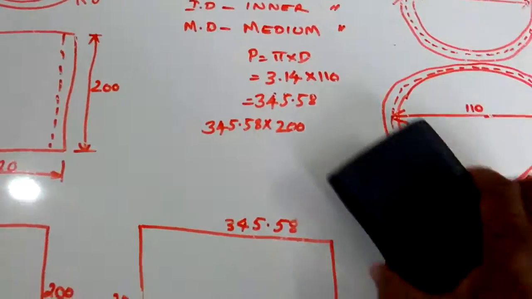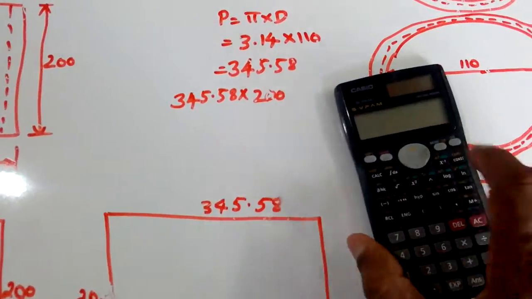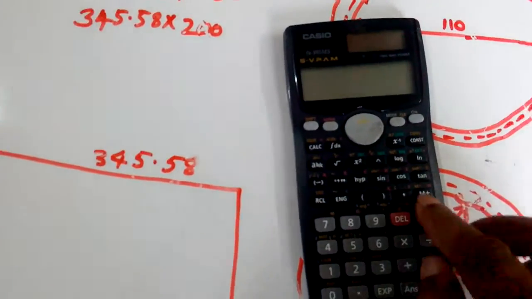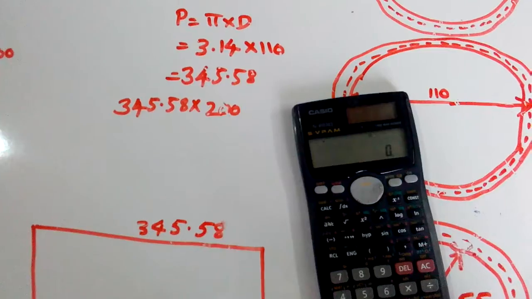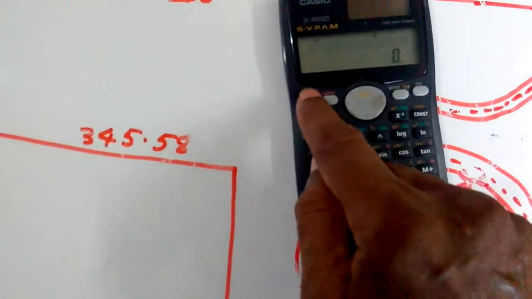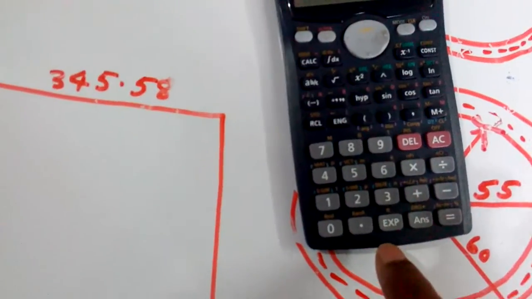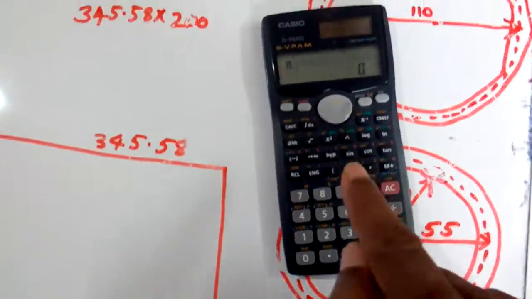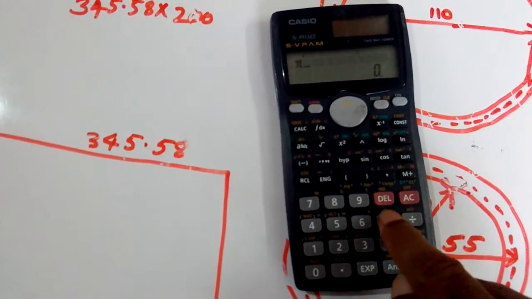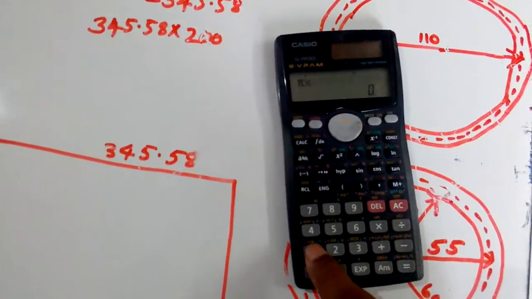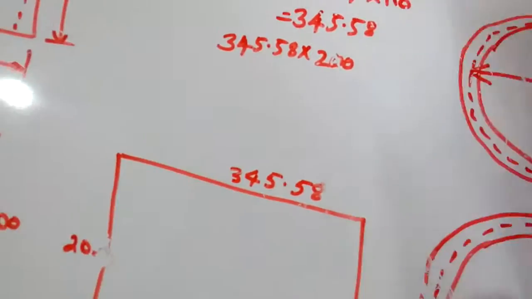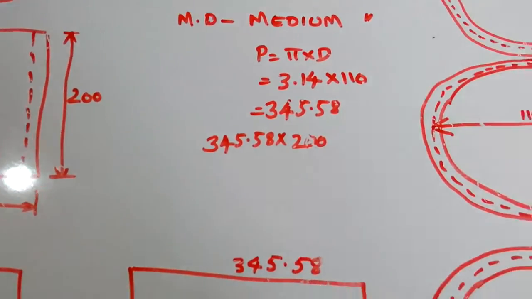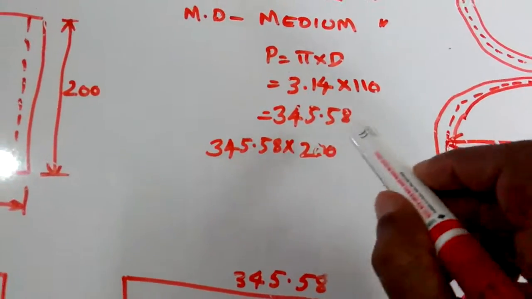If we use a calculator and find its measurement, we will get 345.58. I calculated it earlier and wrote that. Okay, we can check 3.14 into 110. 3.14 means pi, so we can apply pi directly. Just click the shift button, and afterwards there is an indication of pi. Now pi into 110 is equal to, we have got the measurement 345.57.